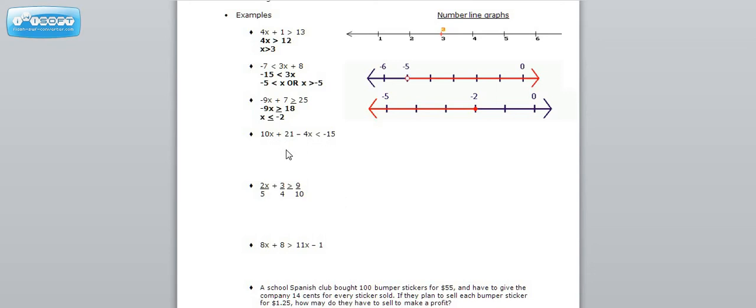Okay, now we're going to combine what we've already learned with our previous lessons. We've got to combine some like terms here. So look, I've got a 10x over here and a negative 4x both on the same side. So this plus 21 is the guy who's on the wrong side. So we've combined our x's here to get 6x. We went ahead and wrote everybody down, and now it's time to get rid of this 21 right here. So to get rid of plus 21, I subtract 21.